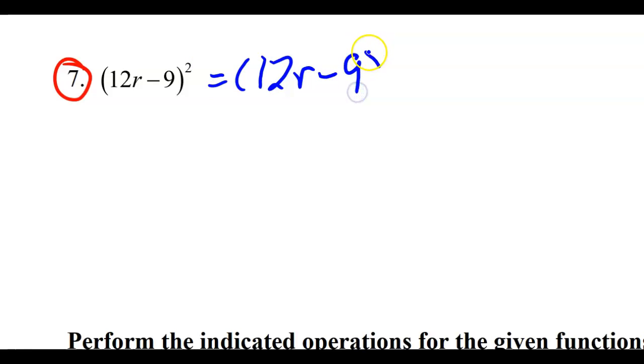Okay. Next problem I would like to try is problem number 7. My first comment is you are squaring, but you are squaring something that has a subtraction in it. So what you're actually doing is multiplying 12r minus 9 times 12r minus 9. That is step 1.